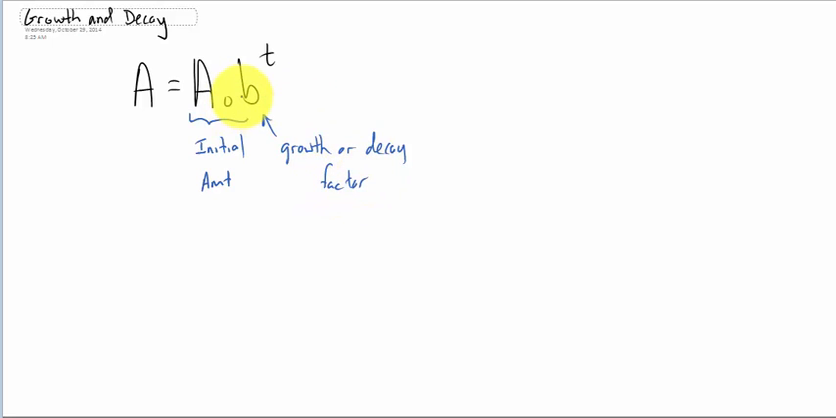Remember, if we're growing, B has to be greater than 1. If we're decaying, B needs to be less than 1. And T is the number of time periods.